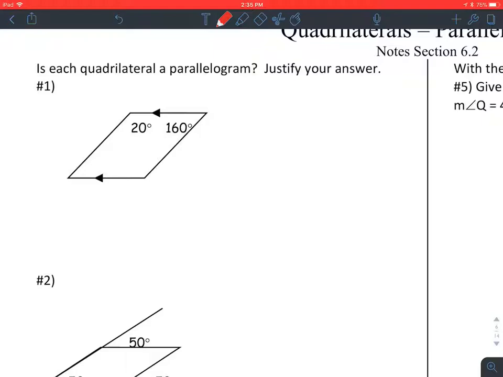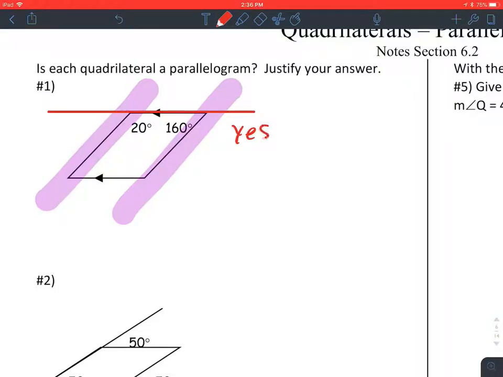So, question 1. Is this a parallelogram? Well, to be a parallelogram, both pairs of opposite sides have to be parallel. And the picture currently shows that this side and this side are parallel because it has those little arrows on them. But the question is, are these parallel to each other? And the answer is yes.